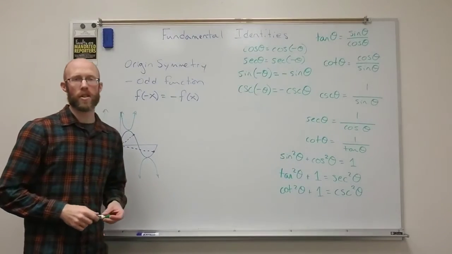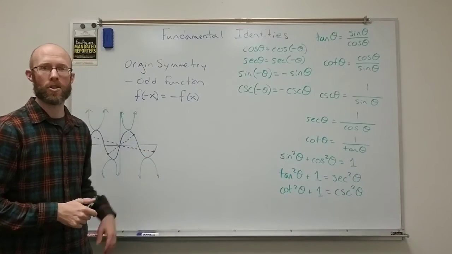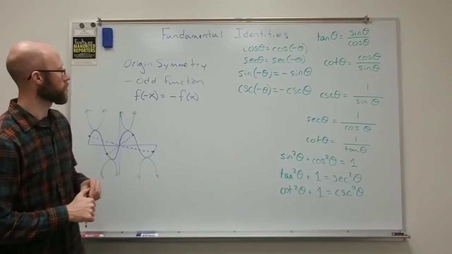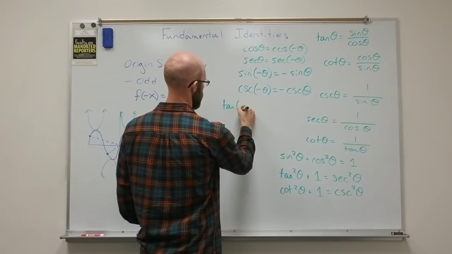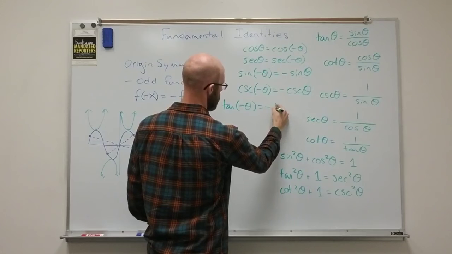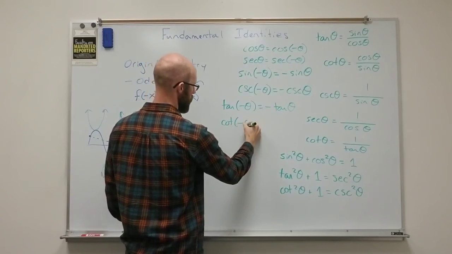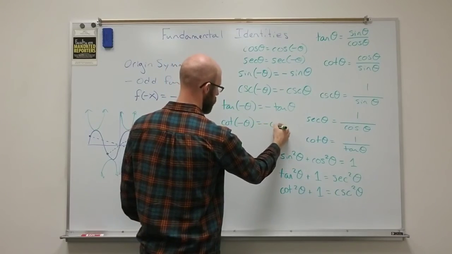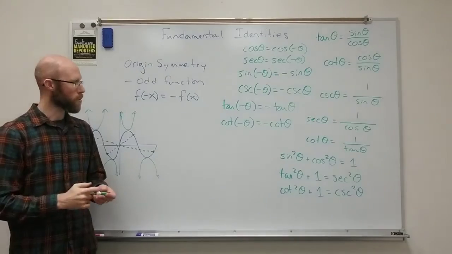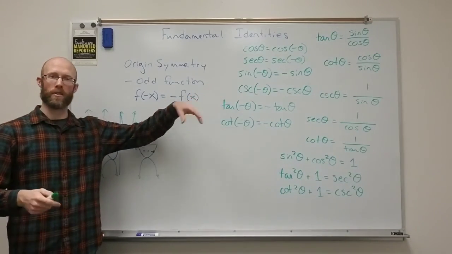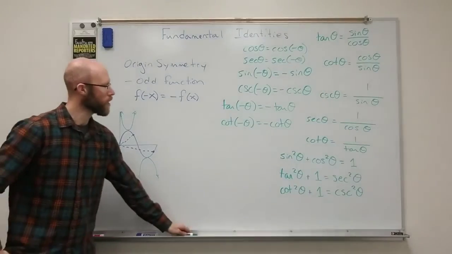The cotangent and the tangent, if I show you the graphs of those, which we've done before, they also end up being odd functions, okay? So the tangent of negative theta equals the negative tangent of theta, and then the cotangent of negative theta equals the negative cotangent of theta. And I won't go through and show you the graphs, but it's a similar argument. If you plot the graphs, you can see the origin symmetry between them, okay?